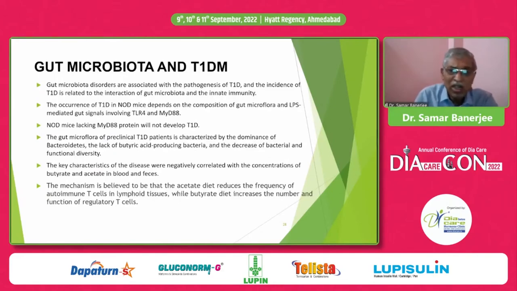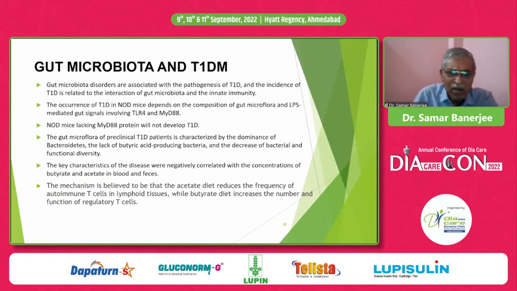These are also associated with the pathogenesis of type 1 diabetes. The occurrence of type 1 diabetes in NOD mice depends on the composition of gut microbiota and LPS-mediated gut signaling involving TLR4 and MyD88 receptor. NOD mice lacking MyD88 protein will not develop type 1 diabetes.